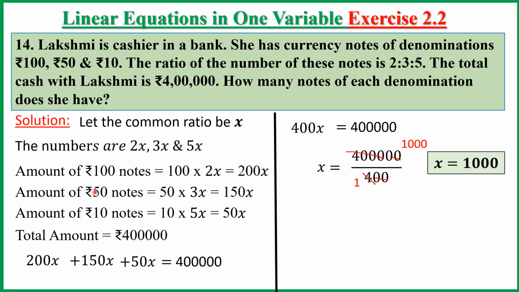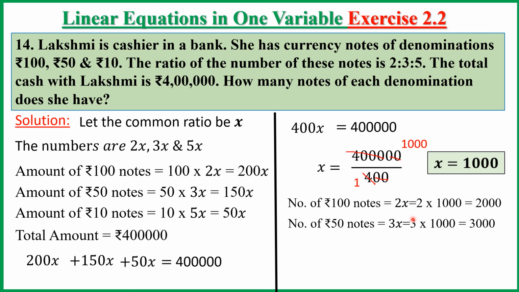So what will be the number of 100 rupee notes? It is 2x. So 2 into 1000 equals 2000 notes of 100 rupees she has. And the number of 50 rupee notes equals 3x, that is 3 into 1000 equals 3000. And the number of 10 rupee notes equals 5x, that is 5 into 1000 equals 5000. So she has 2000 notes of 100 rupees, 3000 notes of 50 rupees and 5000 notes of 10 rupees.